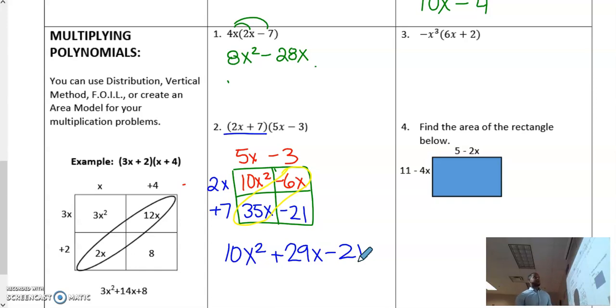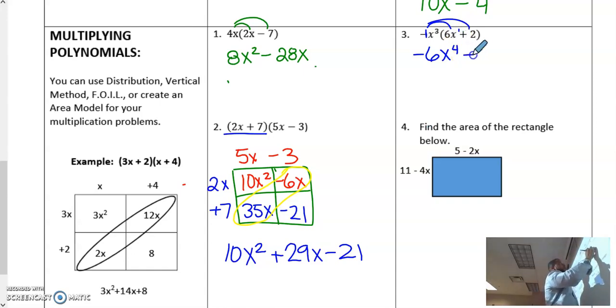Now look at number 3 up here. So we're distributing, same thing, but we have a cubed right here. So negative x cubed times 6x, and if you like writing that 1 right there, you can. Negative 1 times 6, that's negative 6. But x cubed times x gives us x to the 4th. Keep the base, add the exponents. Invisible 1 right here. And then negative x cubed times 2 gives us negative 2x cubed.